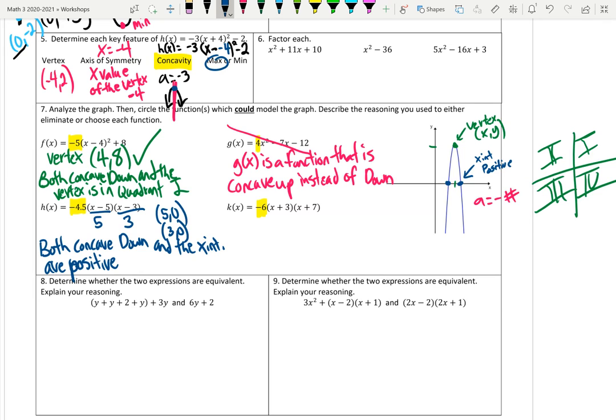Let's look at this last one, k of x. I immediately solve, and I see that the factored form gives both -3 and -7, essentially meaning that this graph would be concave down and it would go through -3 and -7. You can see how it's on the opposite side. So it is disqualified because the x-intercepts are not on the right side. The x-intercepts are negative instead of positive.